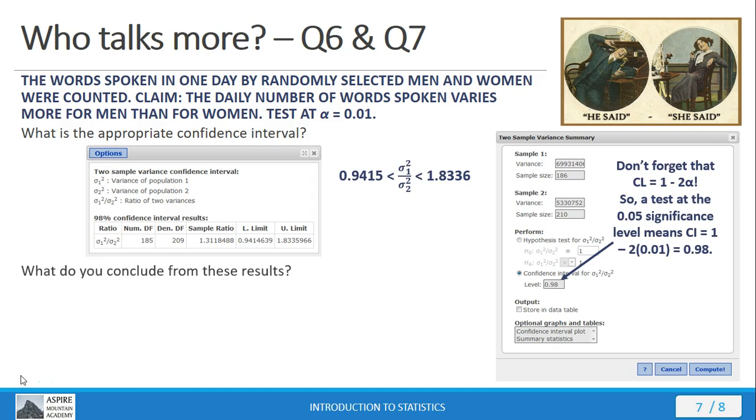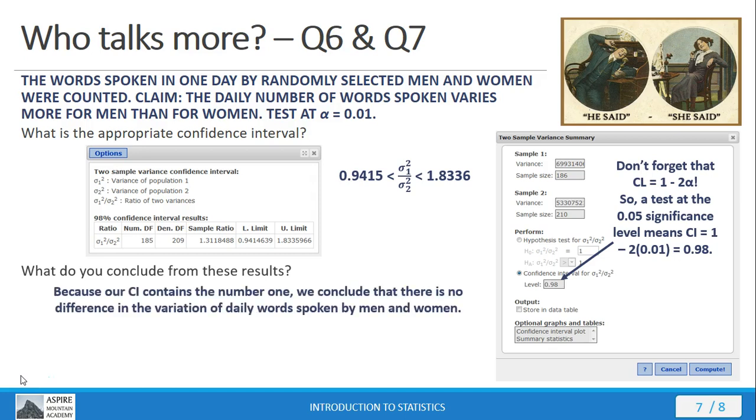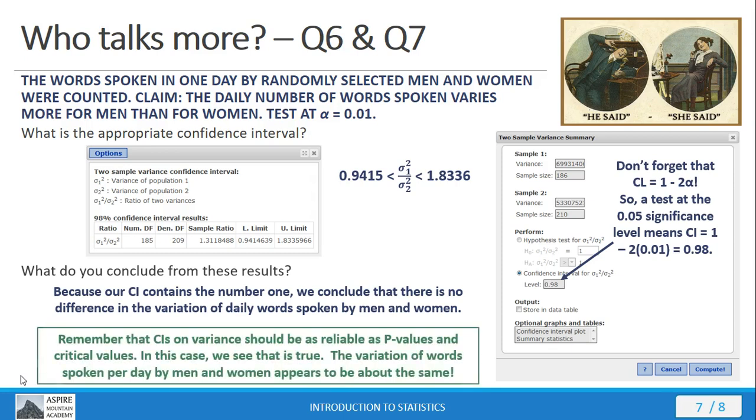What do we conclude from these results? What we saw before when we were testing differences is that you want to look for 0, because if the two values are the same and you're subtracting them, you get 0 out. Here we're dividing. So if the two samples are the same, then you're going to get 1 coming out of the division. And so 1 is the number that we want to look for. Is 1 inside or outside of our confidence interval? Here 1 is inside the confidence interval. And therefore, because our confidence interval contains the number 1, we conclude there is no difference in the variation of daily words spoken by men and women. Note this is the same conclusion that we got earlier with the formal method of hypothesis testing. The variation of words spoken by men and women appears to be about the same.